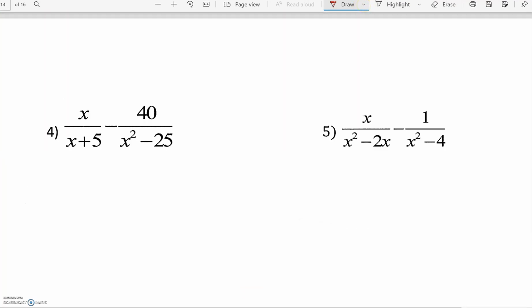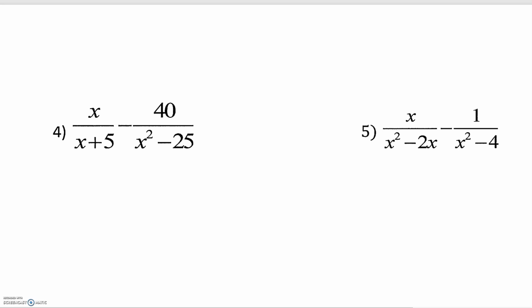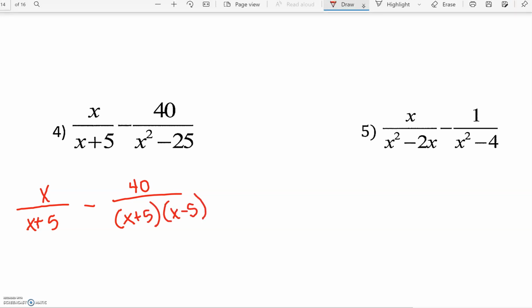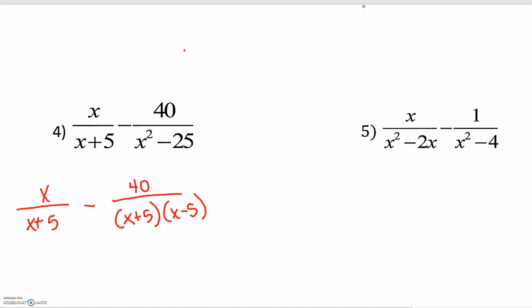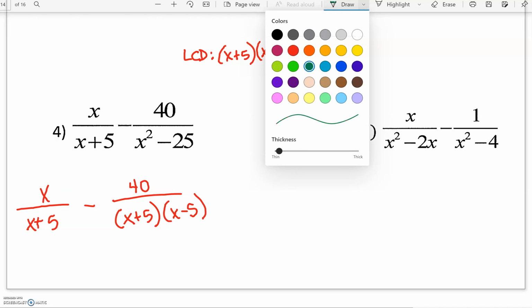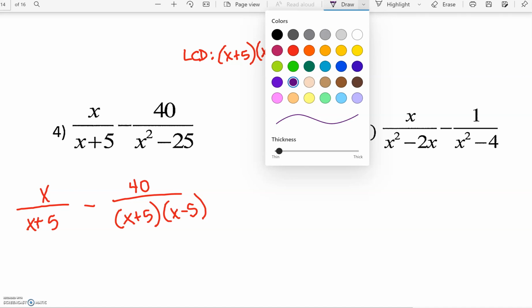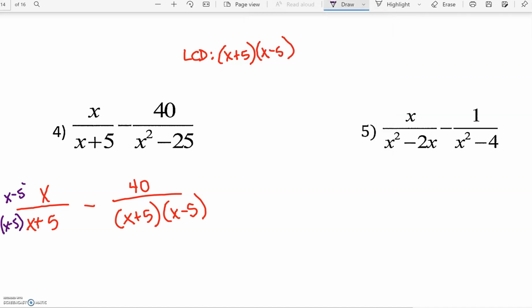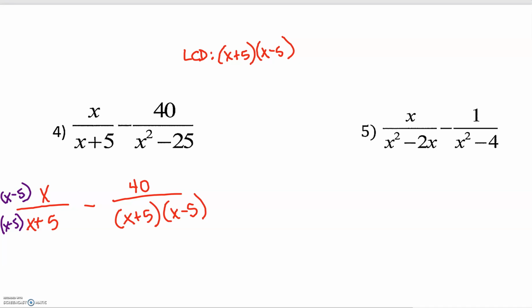All right, so for number 4, we do want to factor our difference of squares right here. So then we can kind of see what's missing. So I have my x over x plus 5 minus 40, and then I have my x plus 5 and my x minus 5. So notice that my least common denominator, it's going to be an x plus 5 and an x minus 5. And I already have an x plus 5 over here, so all I have to do is multiply this one over here on the left times an x minus 5. So we don't actually have to multiply both this time. We just have to multiply this first fraction.